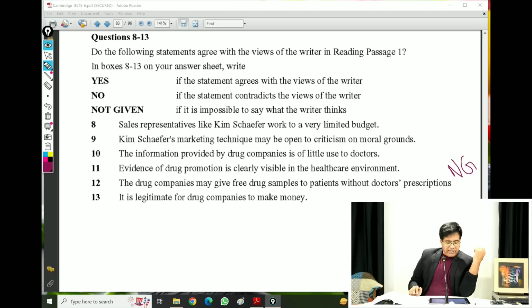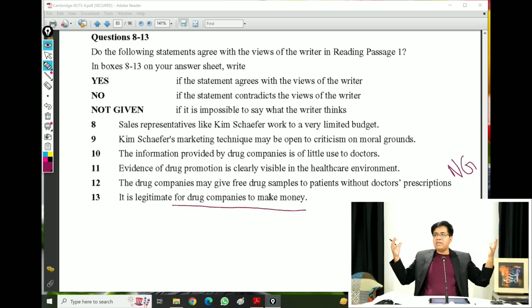Question number 13, it is legitimate. Legitimate means allowed, right? It is lawful. It is legitimate for drug companies to make money. Means drug companies have right to make money if they give free car, free Umrah ticket, free laptop to doctors. Okay? So it is legitimate. Even free ACs, they give them ACs. That's okay, no problem. Not all the doctors are same.